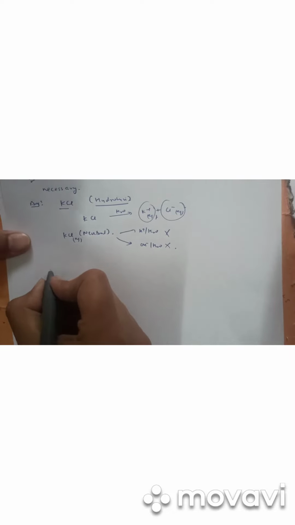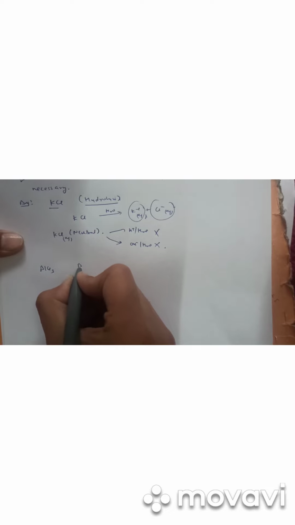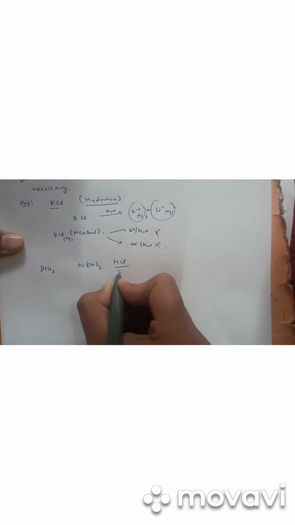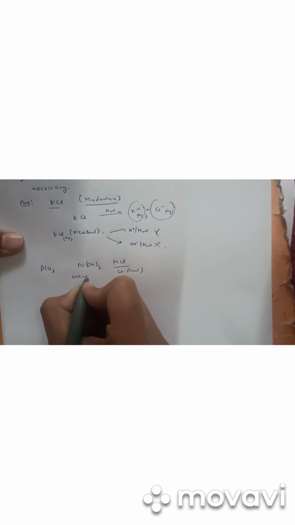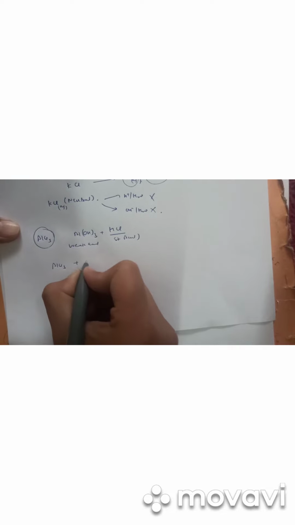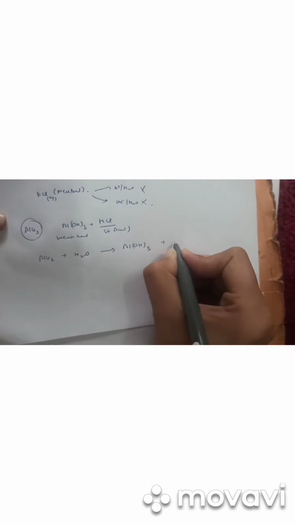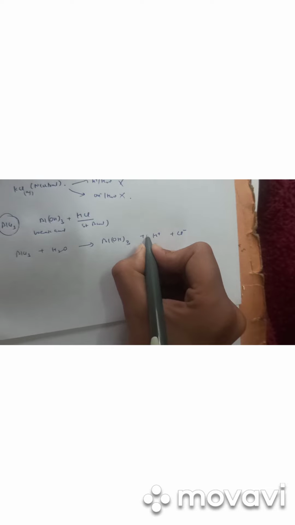Now I will come to the next species, which is aluminium chloride, AlCl3. Aluminium chloride is a salt of a weak base and a strong acid. This is the strong acid and this is the weak base. When we treat aluminium chloride in normal water, it will form aluminium hydroxide and three molecules of HCl. So the reaction is balanced.